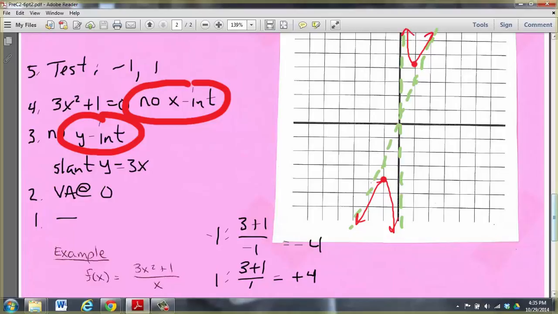And of course I would be remiss if I didn't number my axes. That would be uncivilized.